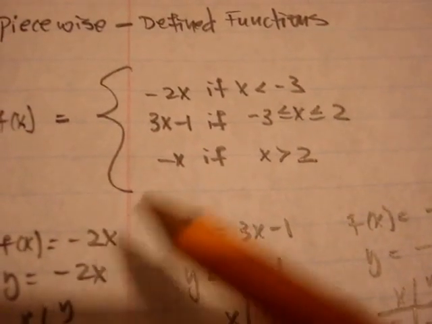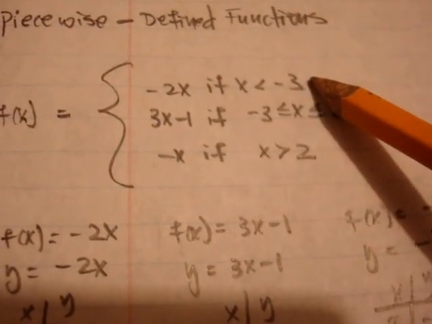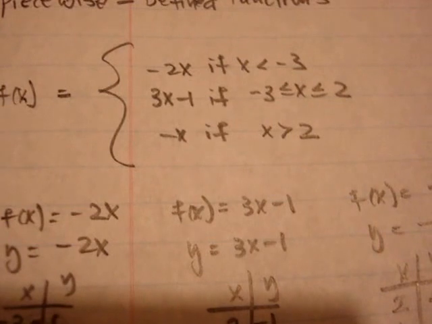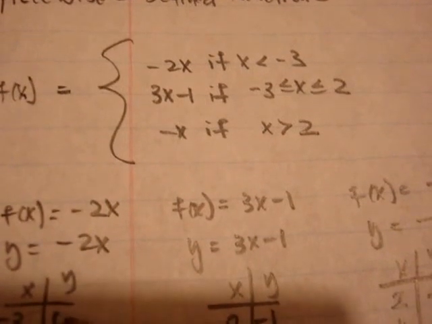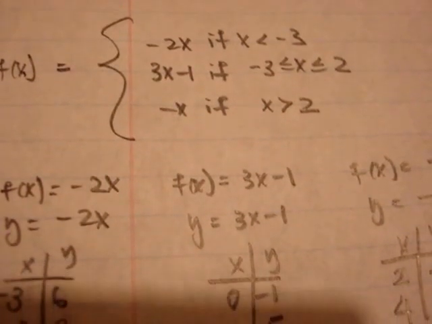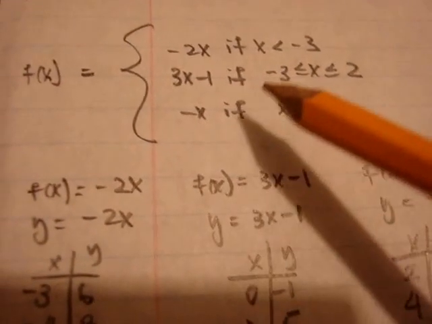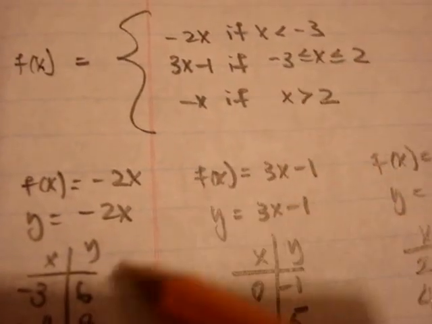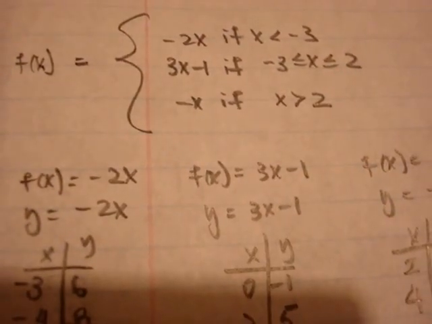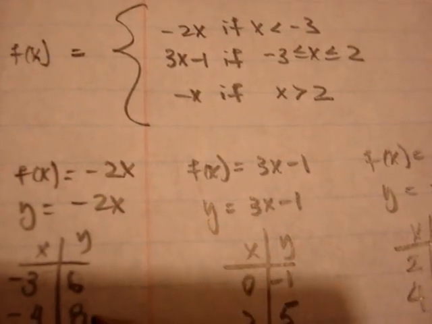To find the x, always use what is given right here, which is negative 3 for the first one. If I plug x equals negative 3 into this equation, I will get 6. Another point is if I choose negative 4. Why did I choose negative 4? Because the restriction says x has to be less than negative 3. So when I plug negative 4 into the original equation, I get 8.